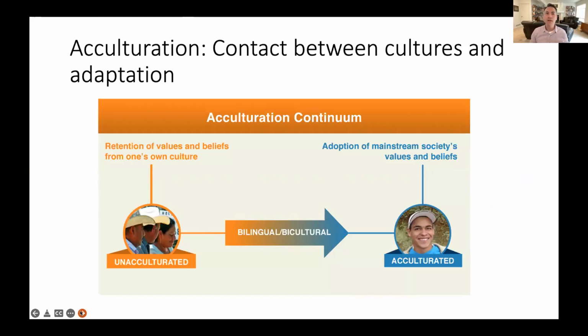All right. So we talked a little bit about acculturation. Imagine we have influxes of populations. We have folks who come from a different culture, or we may have folks who have been born here, first, second, third, fourth generation, but still living in their own culture. What happens is called acculturation. Acculturation is basically a contact between cultures and adaptation.